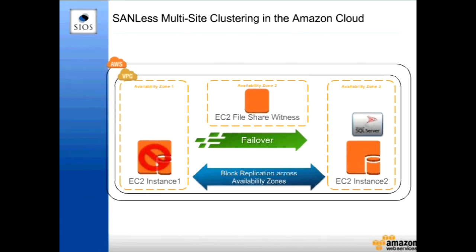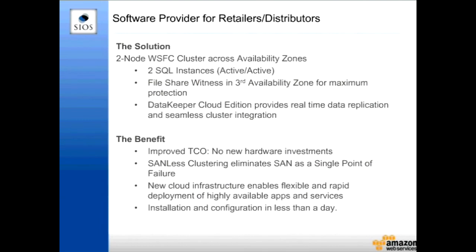The solution they implemented, again, the specifics here on the solution, was a 2-node Windows Server failover cluster across multiple availability zones. They're running 2 SQL instances in an active-active config, so one SQL instance on node A, a different SQL instance on node B, and a file share witness in their 3rd availability zone. And they're leveraging DataKeeper Cloud Edition as the real-time replication engine that's fully integrated into failover clustering to keep the different cluster nodes in sync. Essentially, DataKeeper Cloud Edition is making those local independent disks look like a single piece of cluster storage.